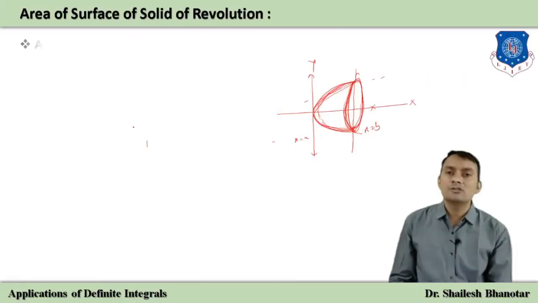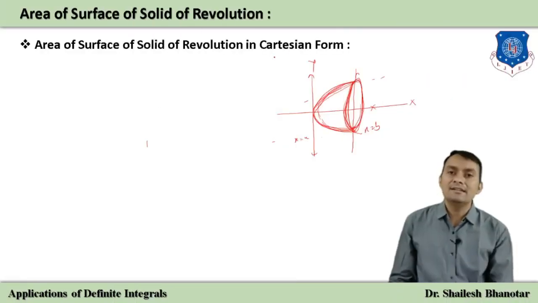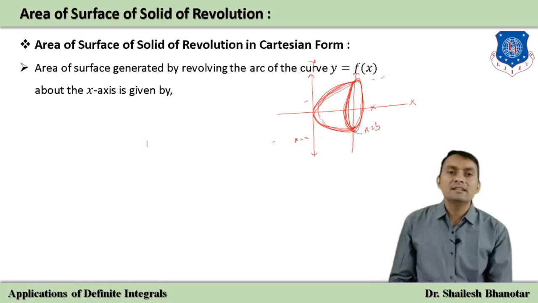Area of the surface of a solid of revolution in the Cartesian form. Suppose you are given that y is equal to f of x, so this is the curve. When we revolve about the x-axis, I will generate a solid, as you can see. Now I am going to find the surface area of this curve.